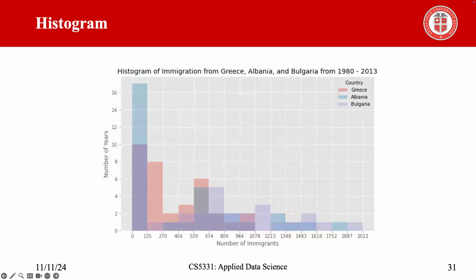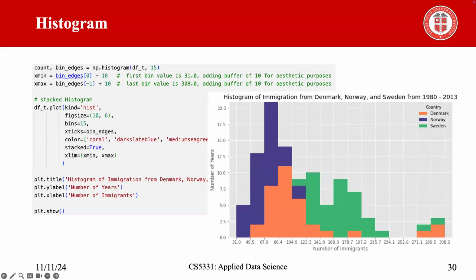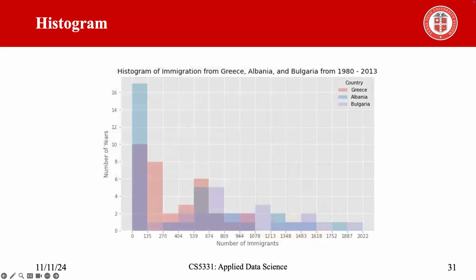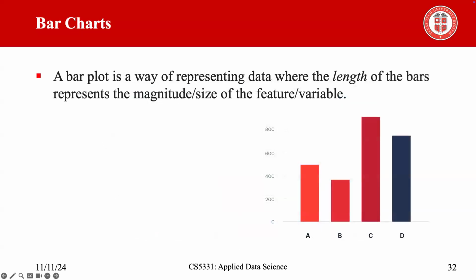So this is the result for some other countries. We just change the countries, so we can apply the same method to different countries, depending on what you want. And this is for the histogram figure.